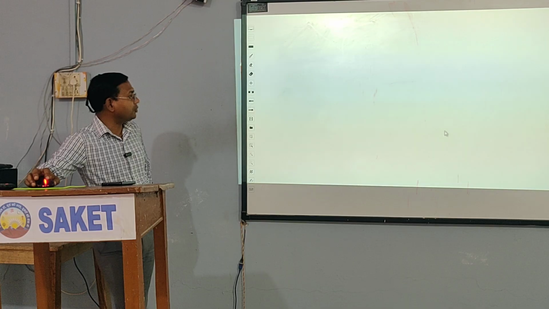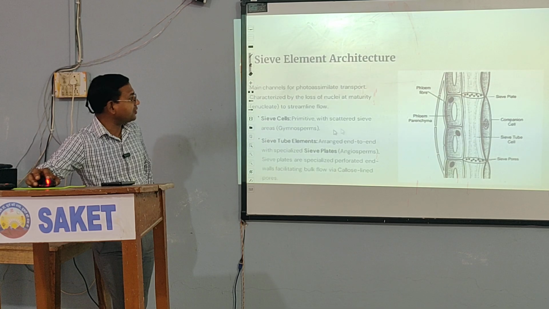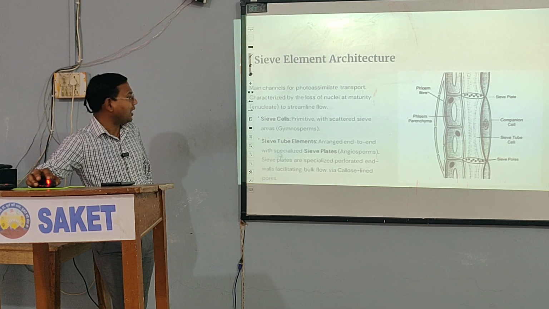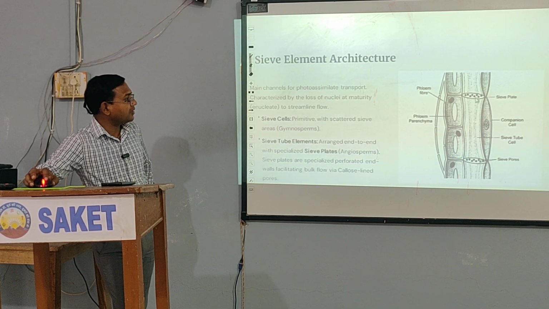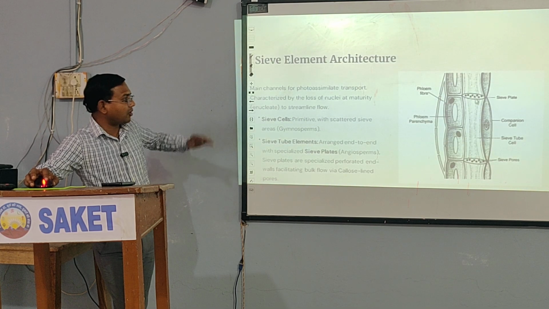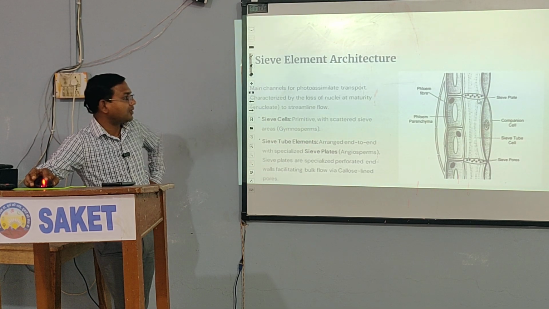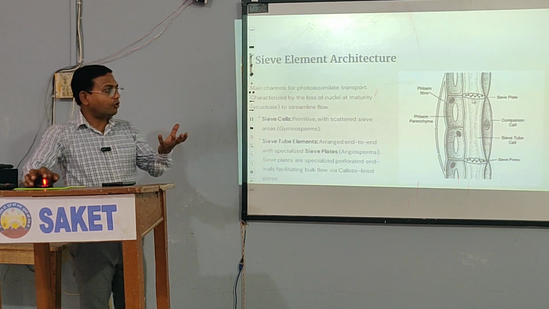In the gymnosperms we have sieve cells. This is the primitive form, and in the sieve cells we have sieve pores, and in the sieve tube elements we have a sieve plate. You can see this is the sieve plate, the sieve tube, and at the top two sieve tubes are connected with the sieve plate. So the cross walls of these two cells have a sieve-like structure. A sieve is like the chhanni you have at home.